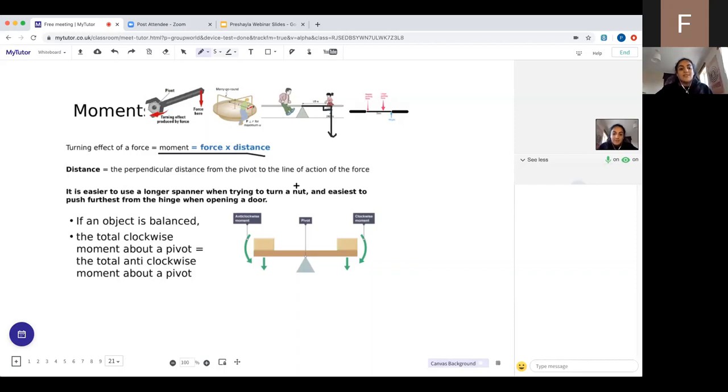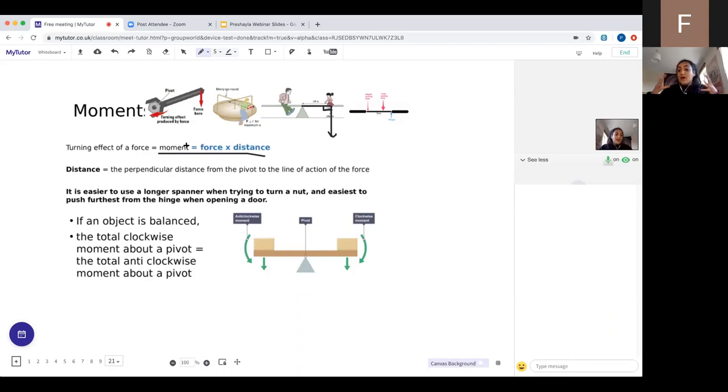Okay, so it's easier to use a longer spanner when trying to turn a nut, and easiest to push furthest from the hinge when opening a door. So that's why the handles are furthest away from the hinge. It makes sense because having it further away increases the perpendicular distance to the pivot. If we increase the distance, we increase the moment. So if we increase force or distance, that increases the moment.